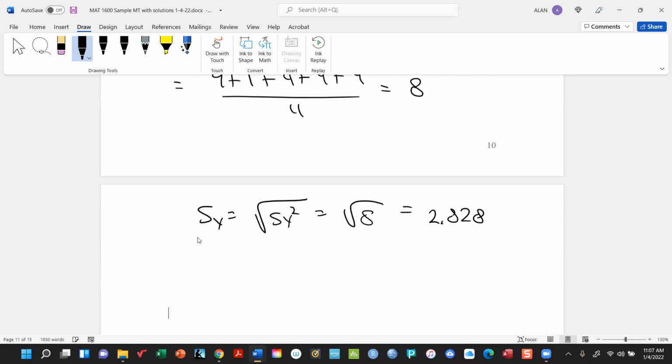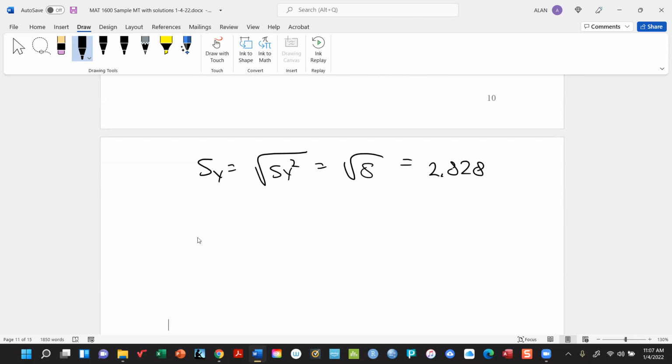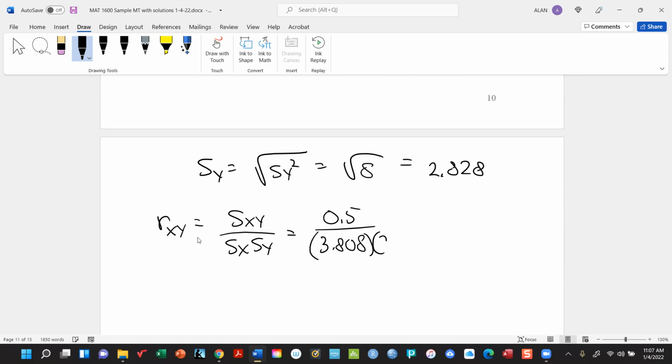All right, so finally, at long last, we can wrap this up. So remember, the sample covariance was a half. The two standard deviations are 3.808 and 2.828. And finally, after all the dust settles, we end up with 0.0464. Wow. So yes, it's a positive relationship, but it's incredibly weak.